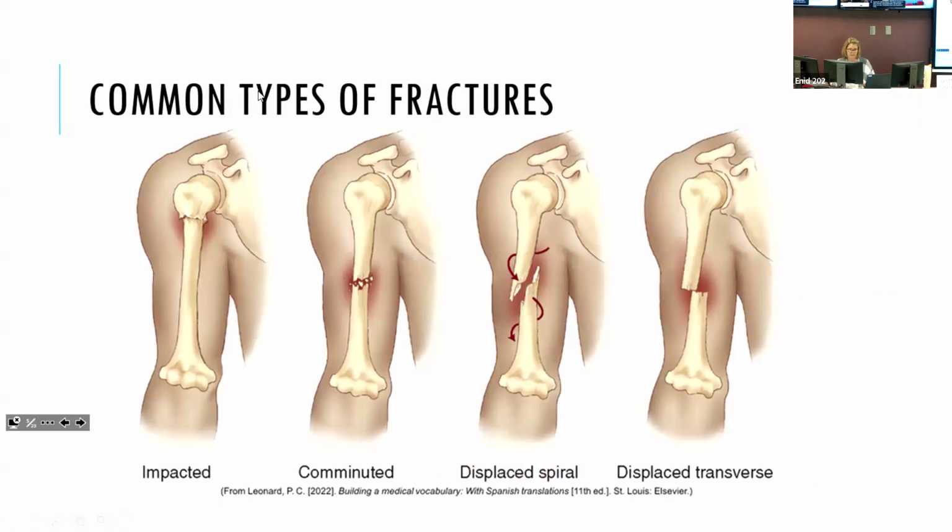So here's some pictures of different types of fractures. An impacted fracture is when bones endure forceful impacts. This type of break happens when bones are compressed or get squished, causing the broken ends to push into each other, usually from falling or trying to break a fall.